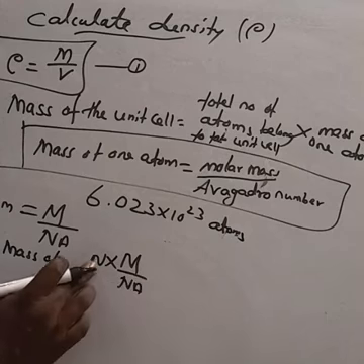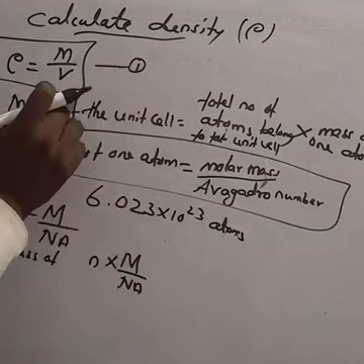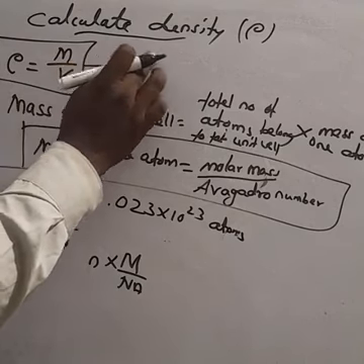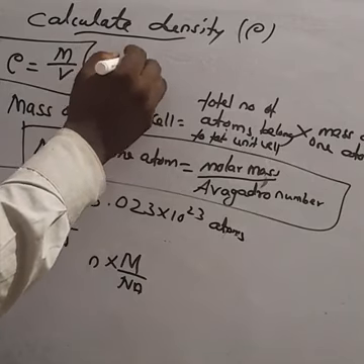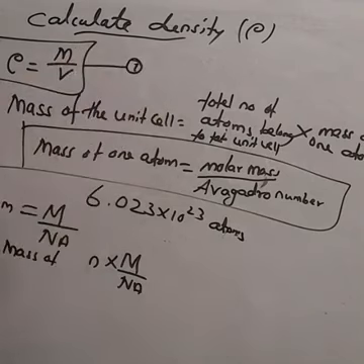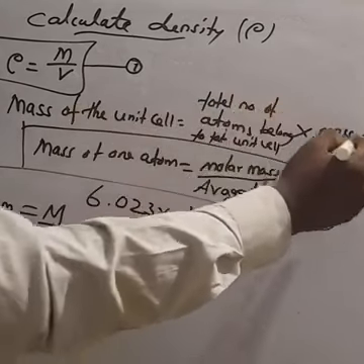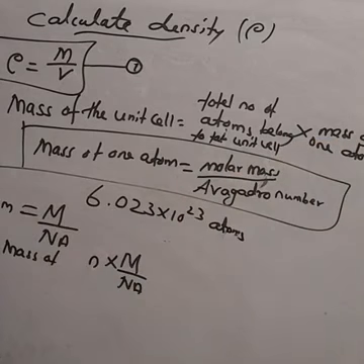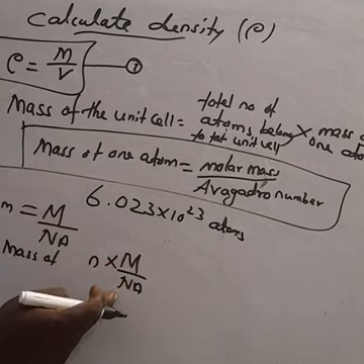Here the density of the unit cell we can take as equation number 1. The mass of the unit cell we can take as equation 2. So we can write the mass of the unit cell as N into capital M divided by Na.